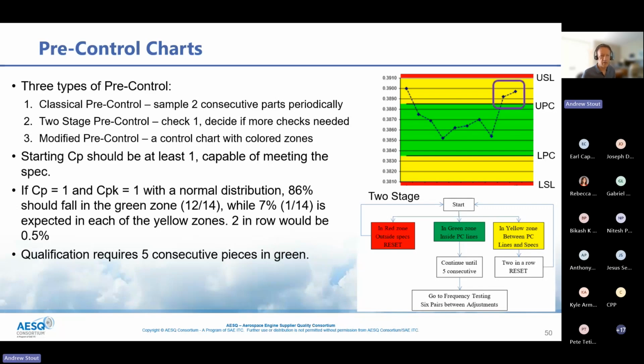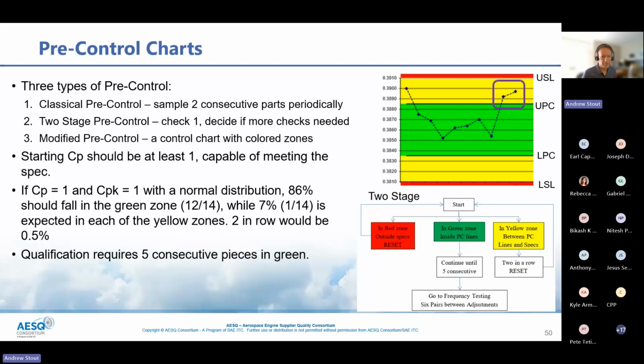And the third option is the modified pre-control, which is basically the formal control chart that Pete presented. Only now you're adding colored zones to that to make it a little more obvious that you're trying to hit the green zone, half the tolerance. And there may be some significant benefits to the quality of the parts, to the function of the part, and to the customer to be able to do that, thinking about the Taguchi approach.